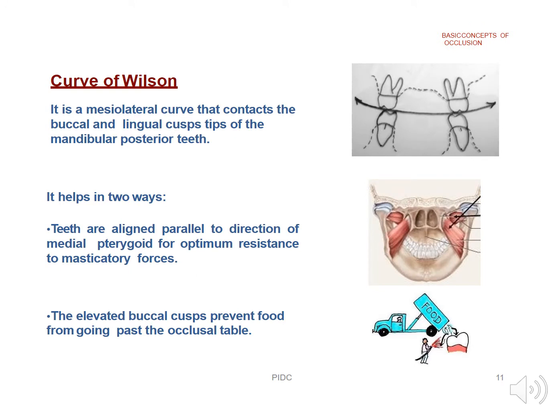The next one is the curve of Wilson. It is a mesiolateral curve that contacts the buccal and lingual cusp tips of the mandibular posterior teeth. It helps in two ways. Firstly, the teeth are aligned parallel to the direction of the medial pterygoid for optimal resistance to masticatory force. Secondly, the elevated buccal cusps prevent food from going past the occlusal table.